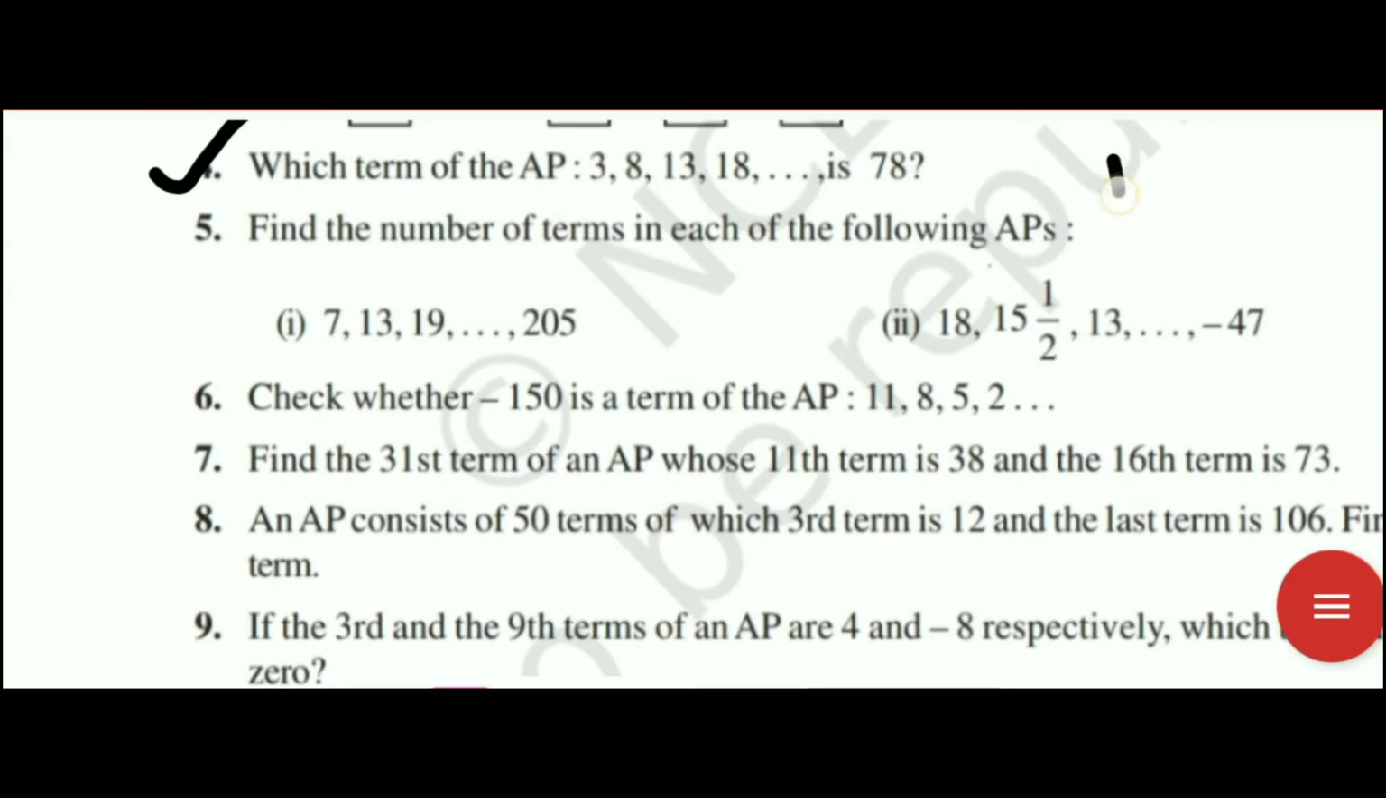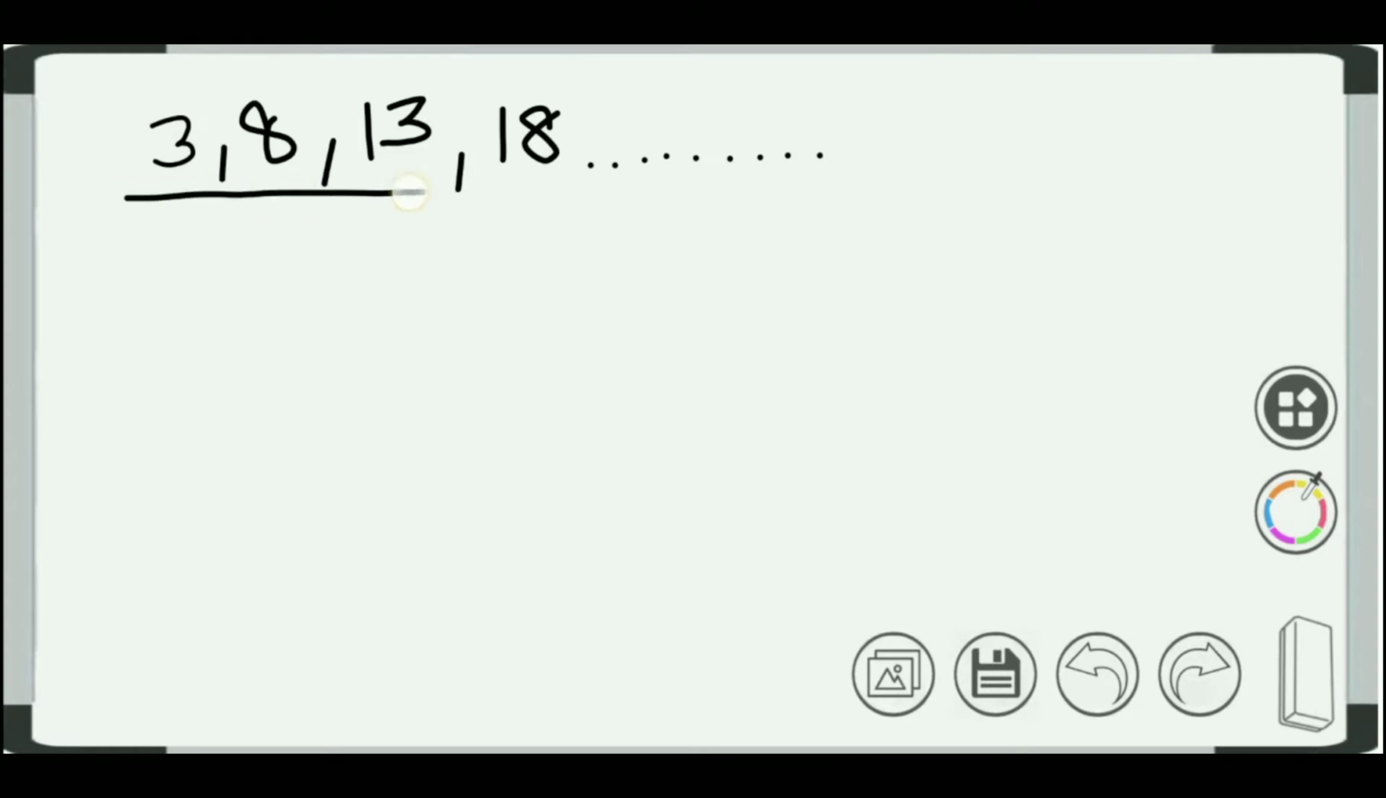That means we need to find the n value. Okay, we'll see how to do it. So the AP is 3, 8, 13, 18, etc. And we need to find which term of this AP is 78.